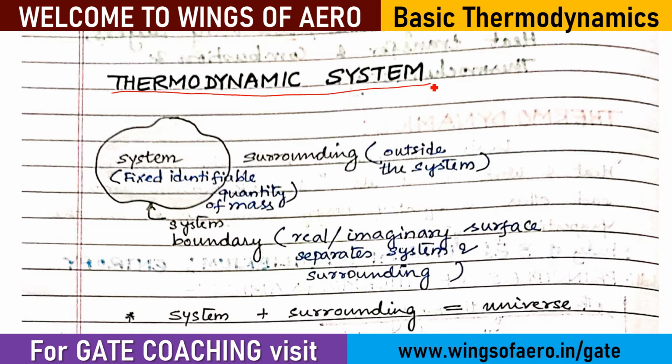So, thermodynamic system. Okay, there is one kind of system. It is a fixed identifiable quantity of mass. It can be any random mass. For an example, now you're sitting in a room with a laptop or phone. It can be a room, it can be your system. Now what will be the boundary? The walls of that particular room are going to be the boundary, and the surrounding, just crossing outside that, is going to be the surrounding outside the system.